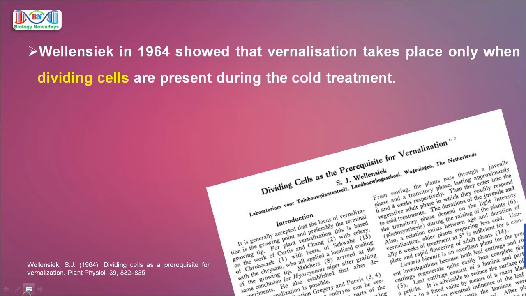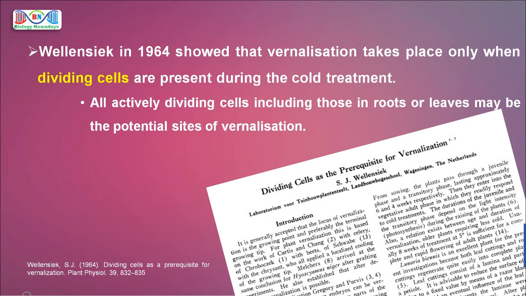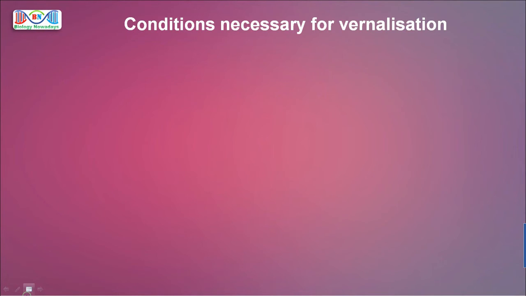Valencic in 1964 showed that vernalization takes place only when dividing cells are present during the cold treatment. He showed that not just the dividing cells in the shoot apex, but all dividing cells, including those in roots or leaves, can be the potential sites of vernalization. Now let's check out the conditions necessary for vernalization.